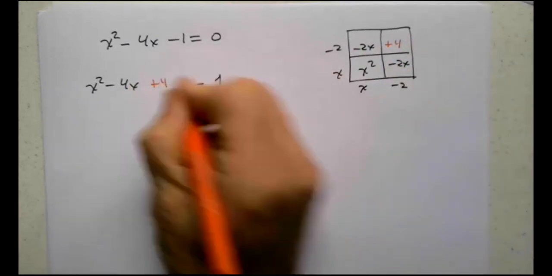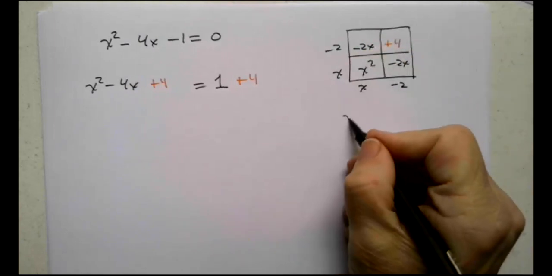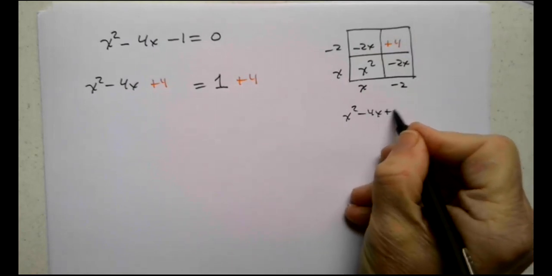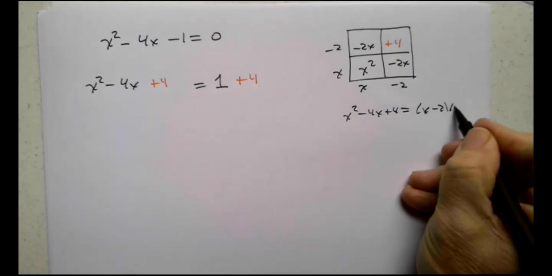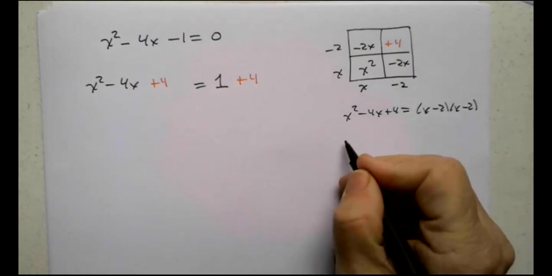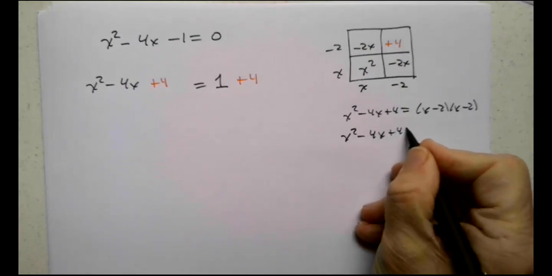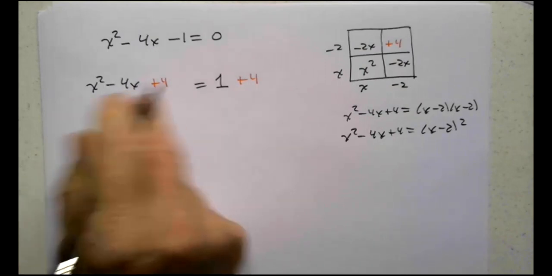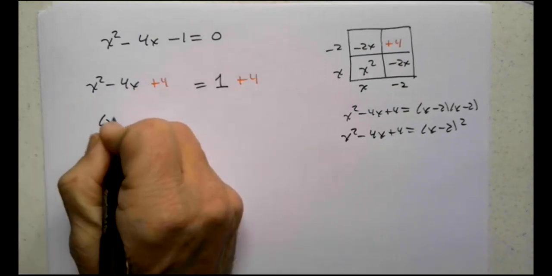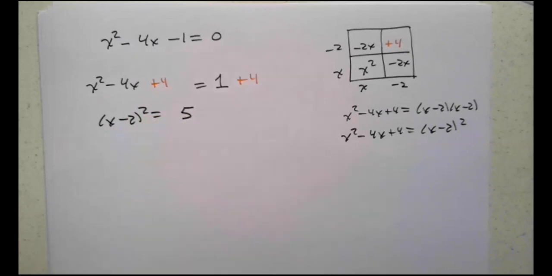So I will add 4 to this side and I will add 4 to that side. So what I have over here is what's inside the box is x squared minus 4x plus 4 equals what? Equals x minus 2 times x minus 2. Hence our square that we just completed. So x squared minus 4x plus 4 is x minus 2 squared. So what we have on the left here is x minus 2 squared. What I have on the right is 1 plus 4, which is 5.